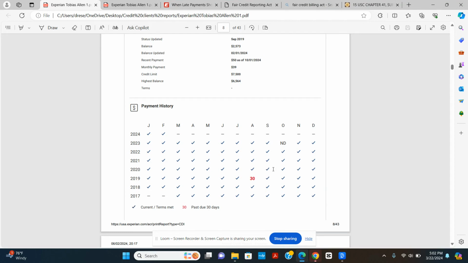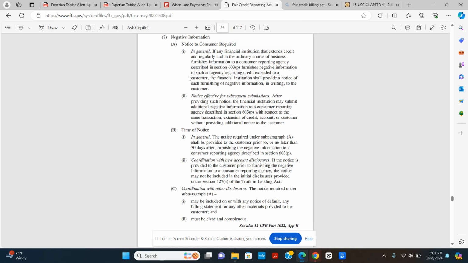But let's say that we did count the days and he was indeed 30 days late. Say he was 33 days late, it was 33 days until he made the payment. So we can go right here. This is section 623(7)(a)(1) of the Fair Credit Reporting Act, negative information. Notice to consumer required.